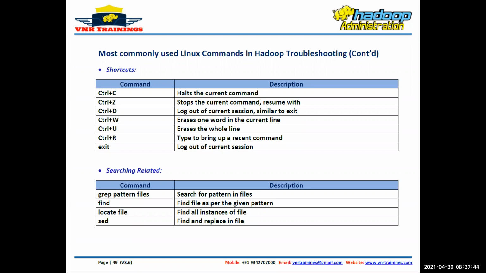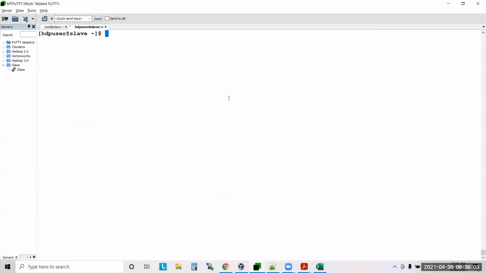Then search related commands. Search means, let's say I want to find a word in all the files, I want to know in which files this word is available. You can use the grep command. Let's say these are the files we have now.